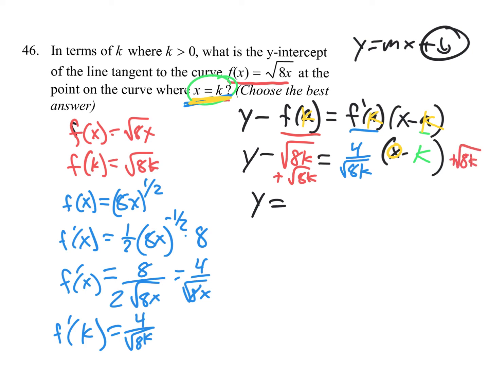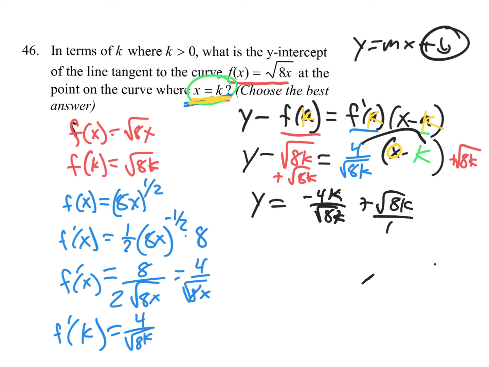And if this was a 0 right here, what would I have? I would distribute this. I'm going to do it all in black now. So 4 over the square root of 8k times 0 is just 0. But 4 times negative k would give me negative 4k over the square root of 8k. That's from doing that to that. And then I still have to do plus this square root of 8k.